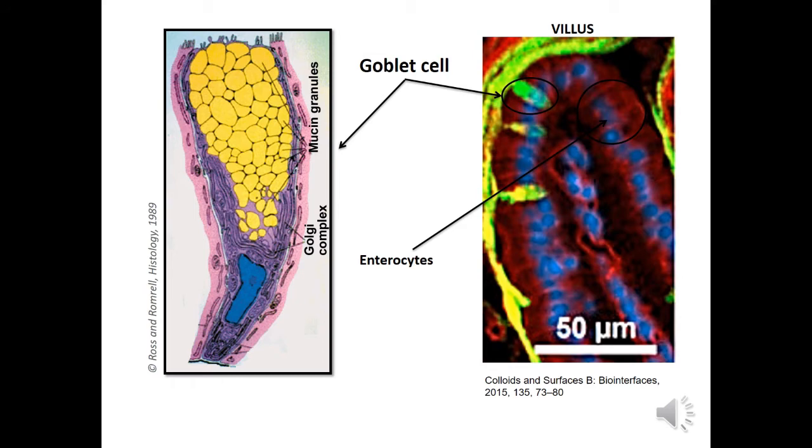The image on the right-hand side is a confocal microscopy of a single villus in the small intestine. Here we can see enterocytes responsible for taking up nutrients. The surface of villus is covered in mucus. So again, the mucins in the mucus have been stained in green color, so they are still either in the form of granules inside the goblet cells or have already been secreted and contribute to the mucus layer.